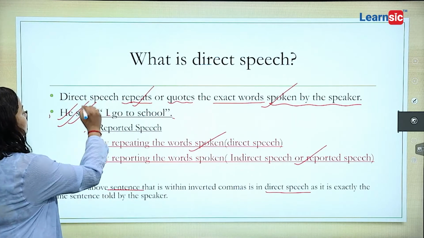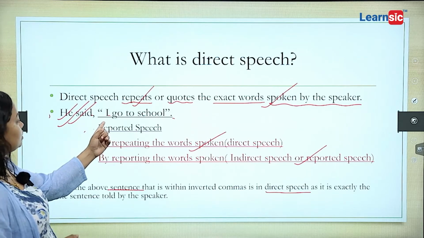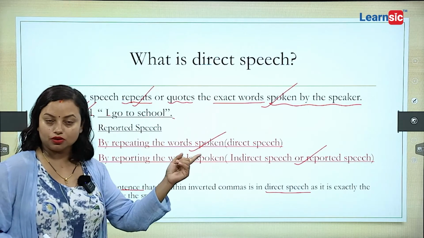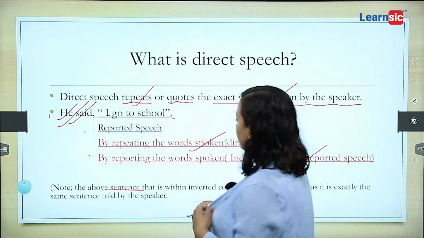Who is the speaker here? He is the speaker. He is telling the things. He told that I go to school, or let's say he went to school. Okay.